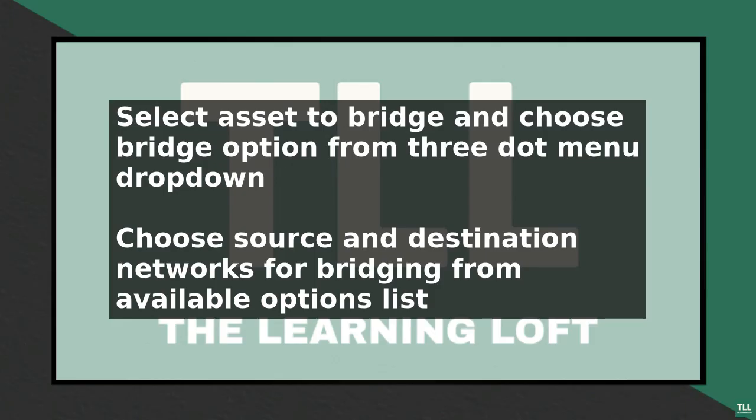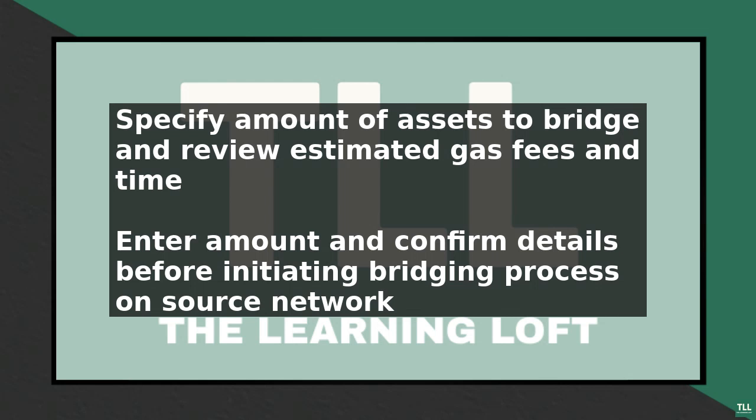After selecting the networks, you will need to specify the amount of assets you want to bridge. Enter the amount and review the estimated gas fees and bridging time. Gas fees are the costs associated with processing transactions on the blockchain, and bridging time refers to how long it takes for the assets to be transferred between networks. Once you have confirmed the details, tap on the Bridge button to initiate the process.